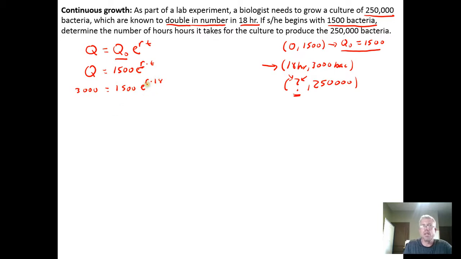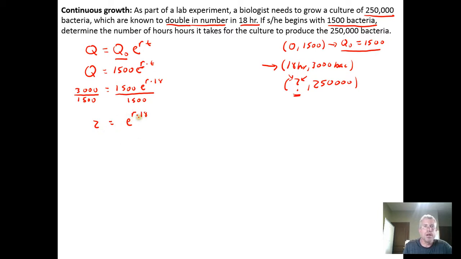We need to get the rate out of the exponent position, so we need to isolate the exponential base e so we can apply the natural log to both sides and cancel it. So we're going to divide by 1,500, and if we do that we'll get 3,000 divided by 1,500 is 2. So you can see the Q naught canceling out of the equation just like it did with radioactive decay. The doubling time doesn't depend on the number of bacteria that you start with.